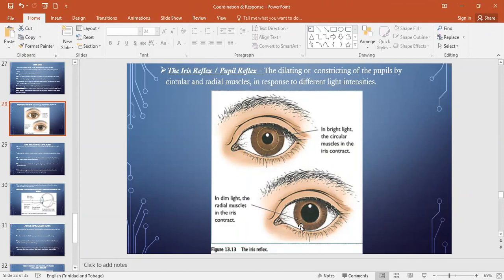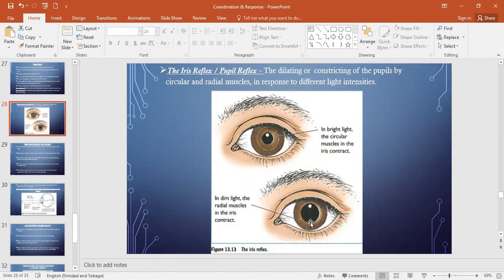When the light is dim, your radial muscles, which is this right here, that span from one end of the iris to one end of the pupil, contract only in dim light. When they contract, they pull the pupil outwards, making it larger in order to allow more light to enter into your pupil. Because remember, if you have less light, you want to be able to see.